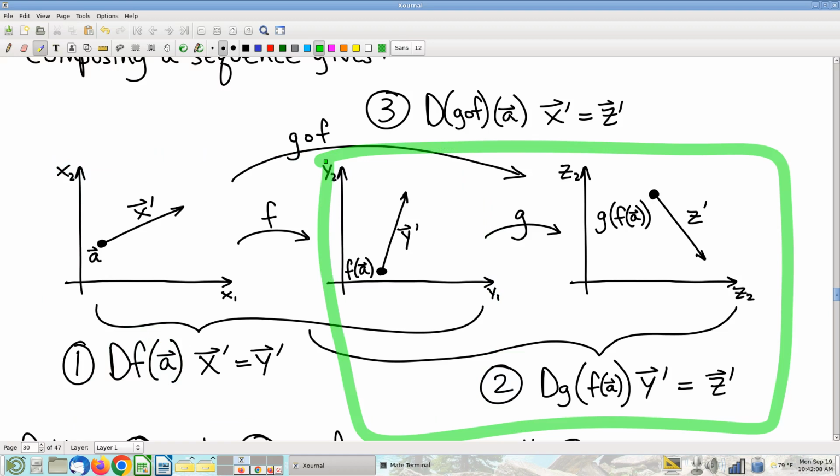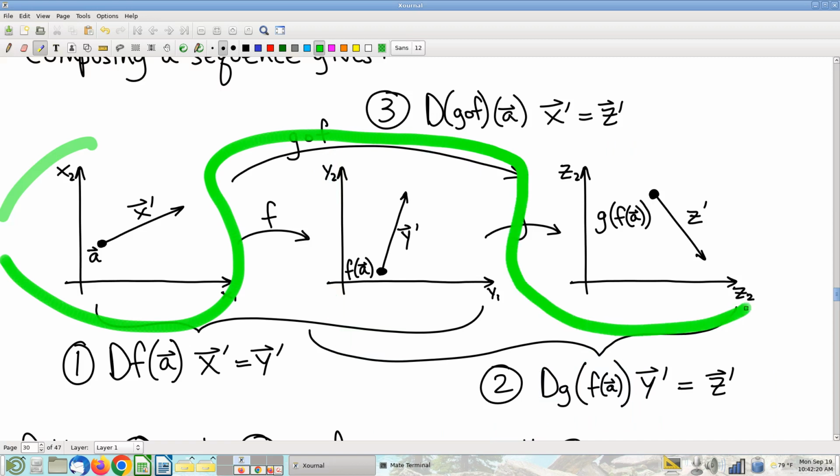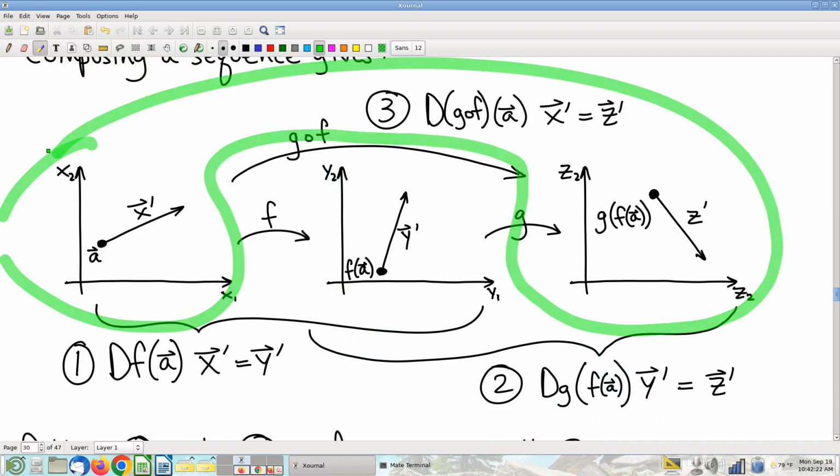For this function, dg is what you multiply by y prime to get z prime. And for this composition, the derivative of that composition is what you multiply x prime by to get z prime. So, three applications of the same idea: derivatives multiply input velocities to get output velocities. Is everybody still with me?